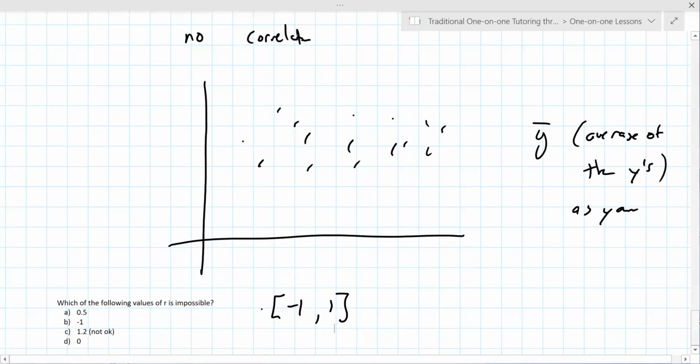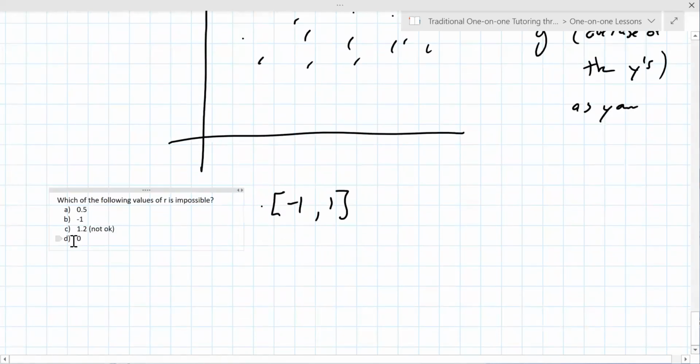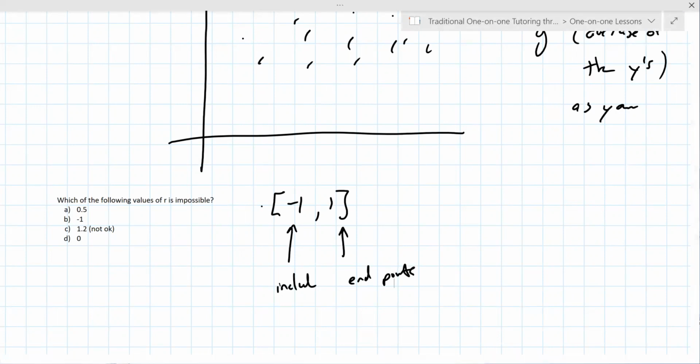Why would B not be? Because these include the endpoints. So -1.0 does not count. Yes. Wait, so why not 0? 0 is between -1 and 1. It's right in the middle. Oh, you mean, okay. Yeah, this is interval notation. Sorry for not being clear on that. That means that everything from the left bound to the right bound is okay.